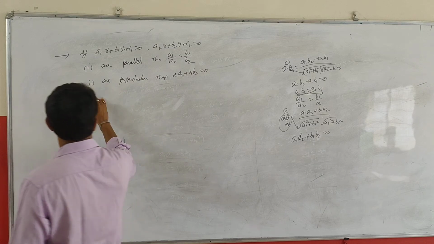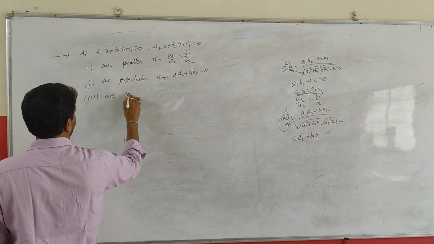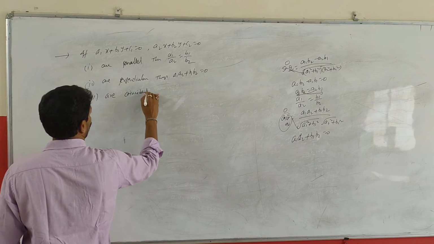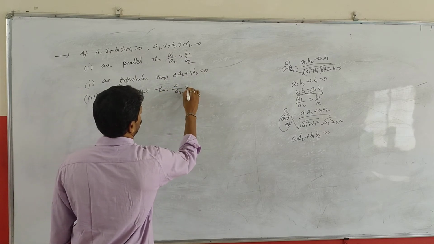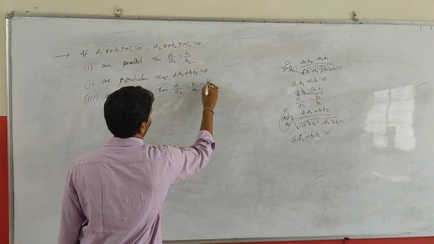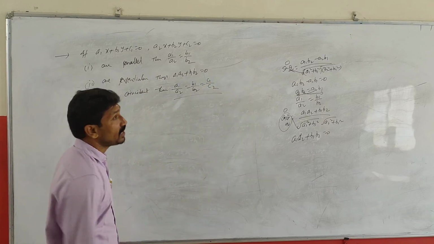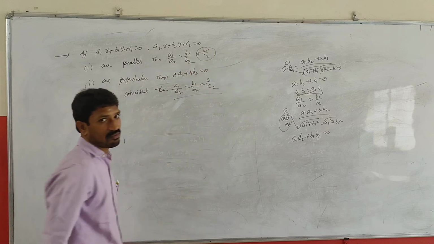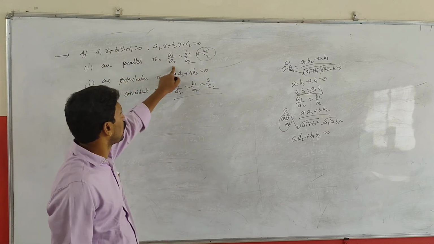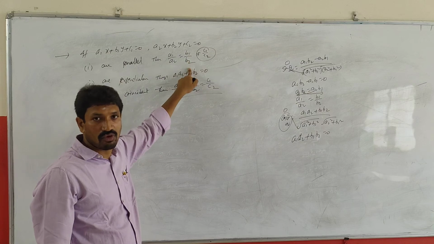If these two lines are coincident, meaning one is on the other, then you know very well a1 by a2 is equal to b1 by b2 is equal to c1 by c2. Here c1 by c2 is not equal in general, so don't consider c1 by c2. Whenever they give two lines, you follow a1 by a2 is equal to b1 by b2 only.